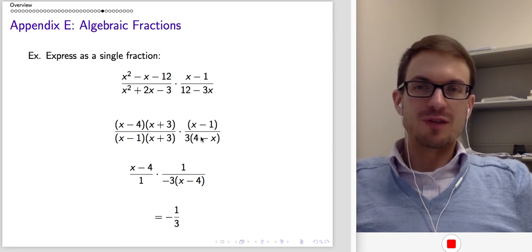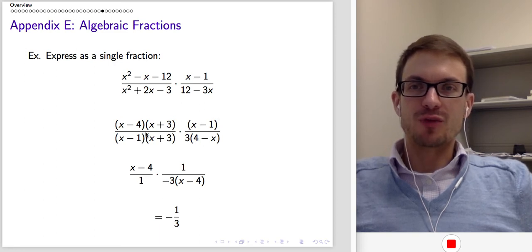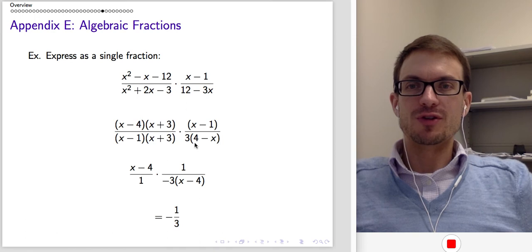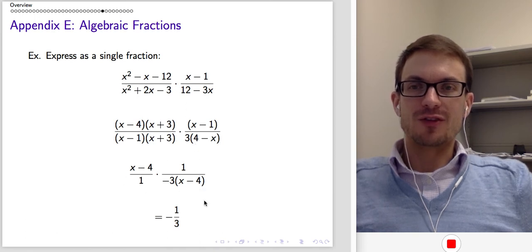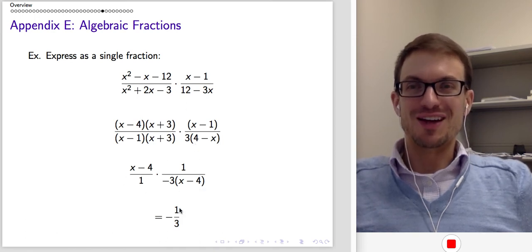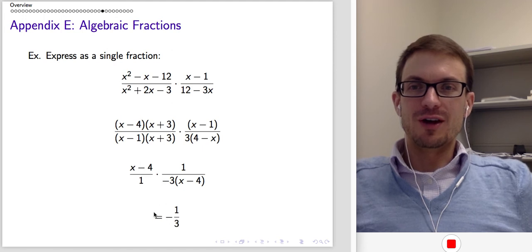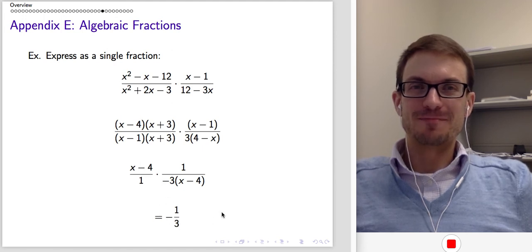I can cancel some stuff immediately. This quantity x minus 1 cancels. This quantity x plus 3 cancels. What about this 4 minus x? Well, it's the wrong sign, so I need to factor out a minus 1. That allows me to switch the order the variable appears in the sum, and then I can cancel. Sure enough, this simplifies down really nicely to minus 1/3. And this whole messy thing turns down to this relatively harmless-looking fraction.